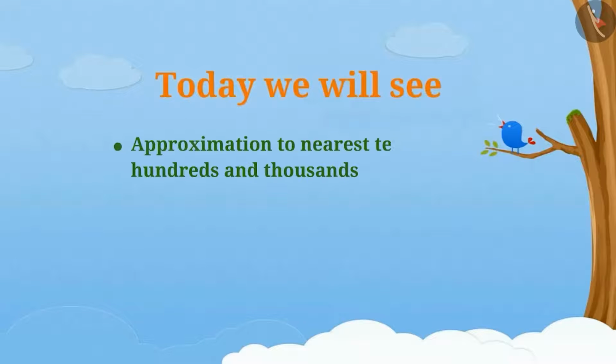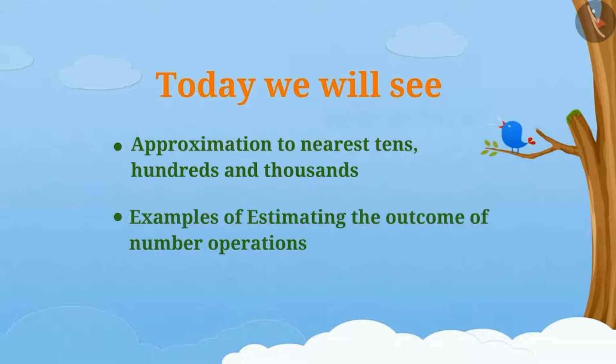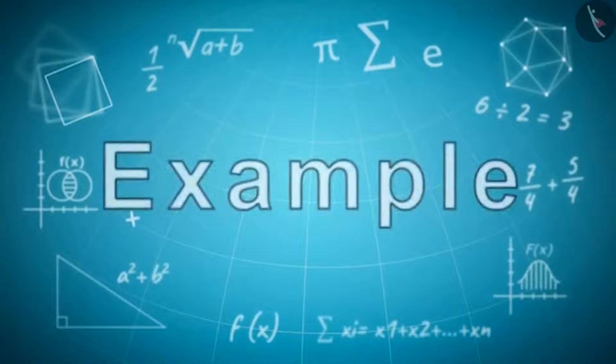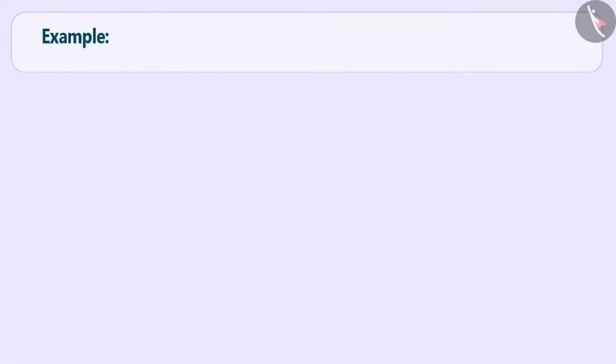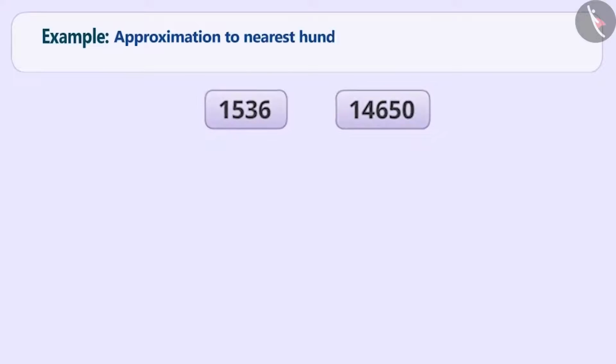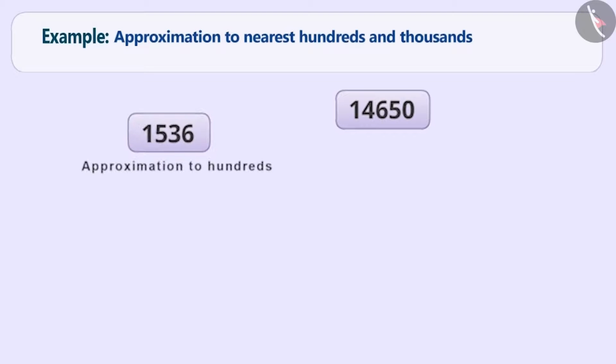Today, we will see examples of approximation to nearest tens, hundreds, and thousands, and examples of estimating the outcome of number operations. Approximate the following numbers to hundreds and thousands. Focus on the last two digits.